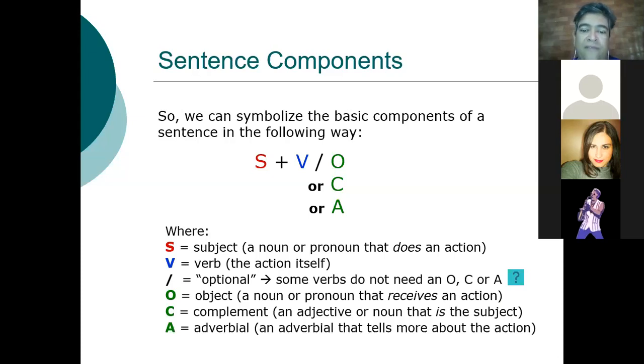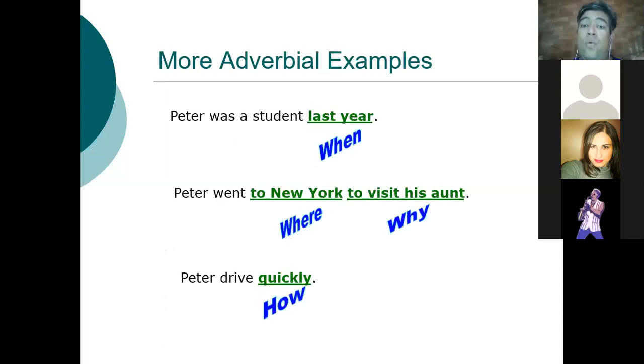An adverbial that tells more about the action. Me voy a ir hacia atrás para volver a revisar otra vez. Last year es un adverbial. Ahí me está dando información acerca de la acción, pero se está refiriendo a un tiempo. ¿Cuándo? To New York, eso es un adverbial. Me está refiriendo con respecto a un lugar. Y to visit his son me está dando una razón, el por qué. Y quickly me está diciendo la manera o el modo, que es a través del how. You understand? Yes. Perfect.